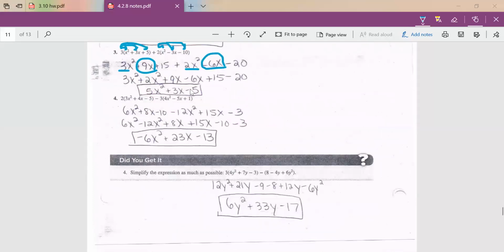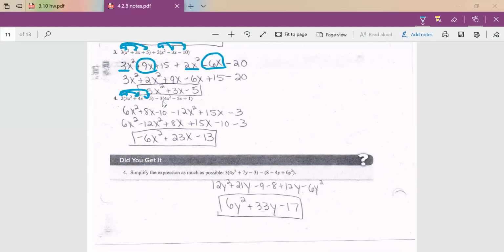And just note that even though these don't look like final answers, they are final answers because there's nothing left to simplify. All right, question 4. We have to distribute again. Now, the one thing I want you to keep in mind, so this 2 is going to distribute straightforward. I'm just going to do 2 times 3x squared, 2 times 4x, and then 2 times negative 5, and that's going to give you this right here.